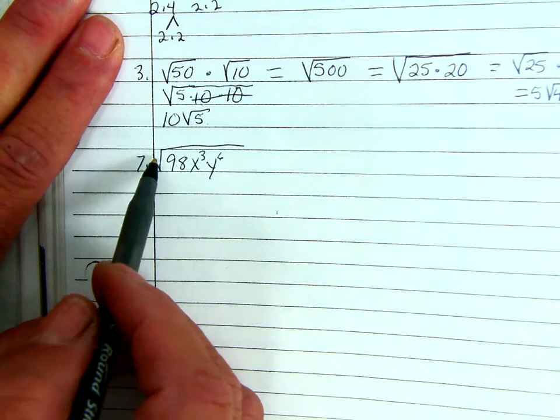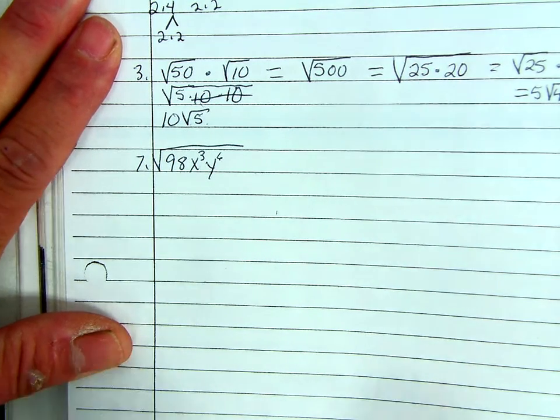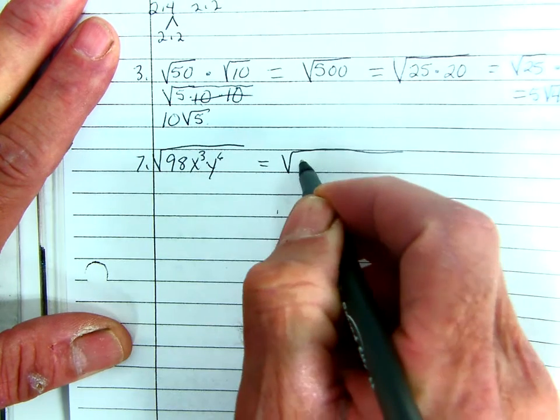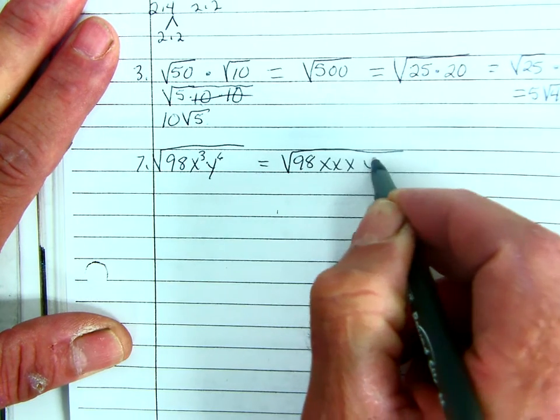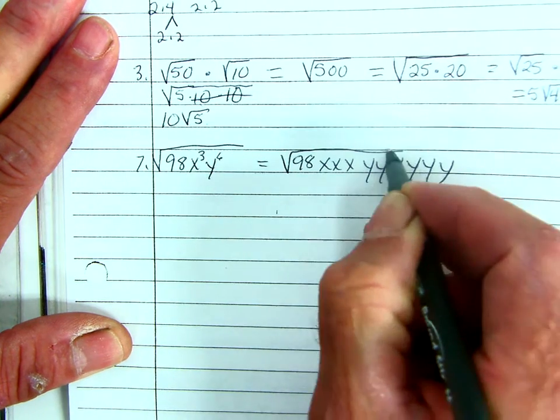This radical is to the power of 2. If you're a visual learner, then you're going to do it like this. You're going to do 98, and then x, x, x, y, y, y, y, y, y.